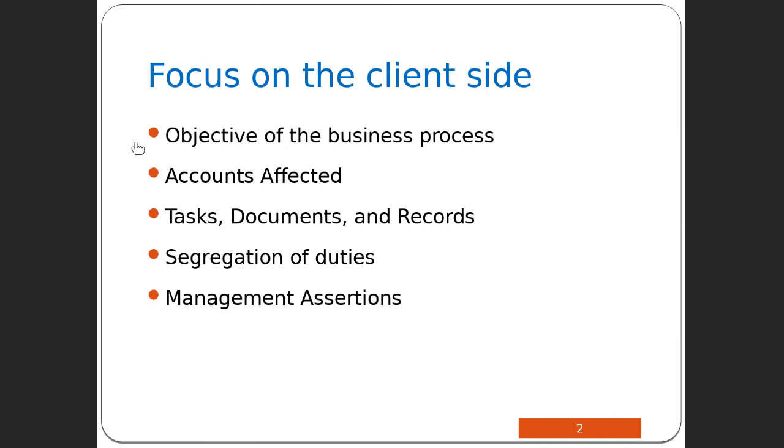So inventory process, cash disbursement process, know what is the main objective. And then the accounts affected in each one of these business processes, and then the tasks performed, the documents and the records used distinctly in each process, so that you're not confused about the property, plant and equipment lead schedule, what does it look like, what is the purpose of it, etc. And then the segregation of duties in each chapter.